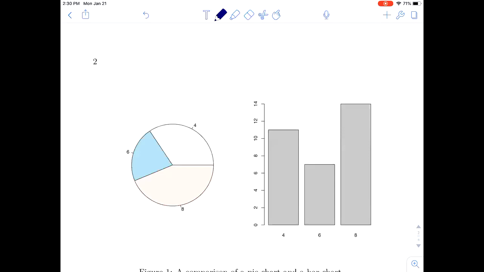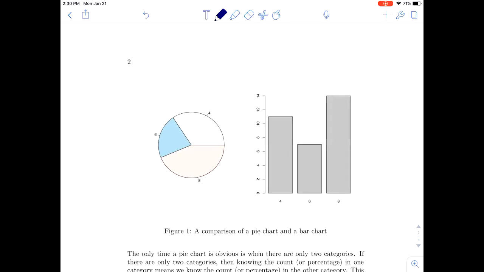So that's why we shouldn't use them. The only time that a pie chart is obvious, where you can just glance at it and say, oh, obviously this one's bigger than this one, or obviously they're roughly the same, is if you have 2 groups. But if you think about it, if you have 2 groups, that information could just be communicated with 1 number. For example, if I tell you that there were 70% males, what percentage females were there? 30. So you could give a huge pie chart to give that information, but you could just give it in 1 number, which is way more efficient.